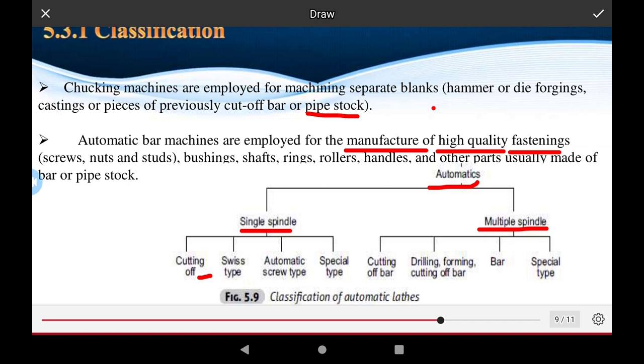Second is the automatic screw type machine. This automatic machine is selected for the screw type of machine and special type. This special machine performs the work. And the multi spindle machine is used for cutting of bar.